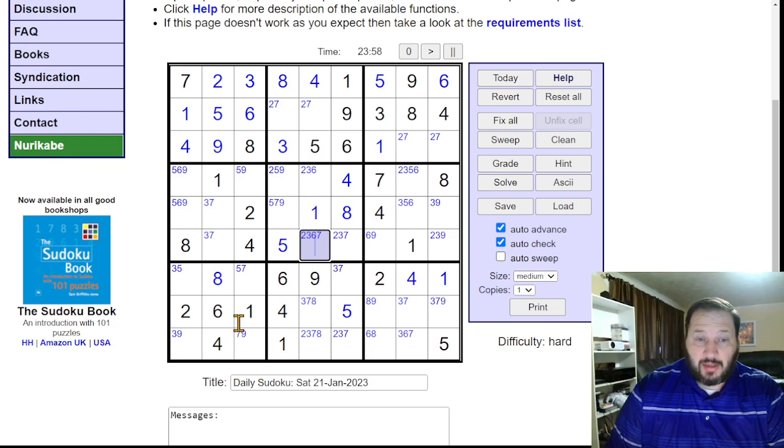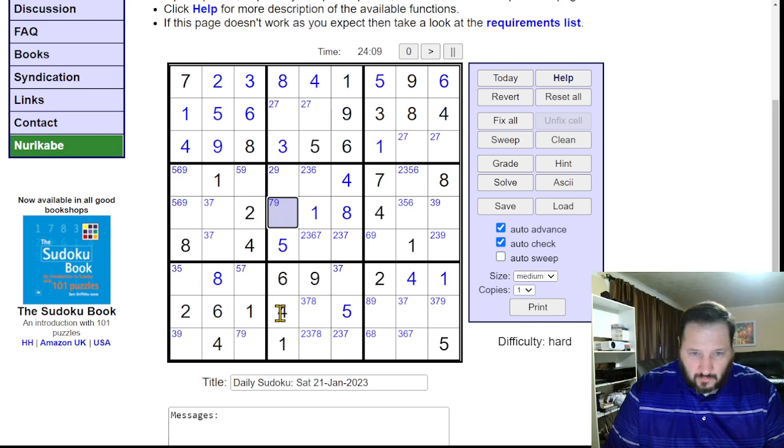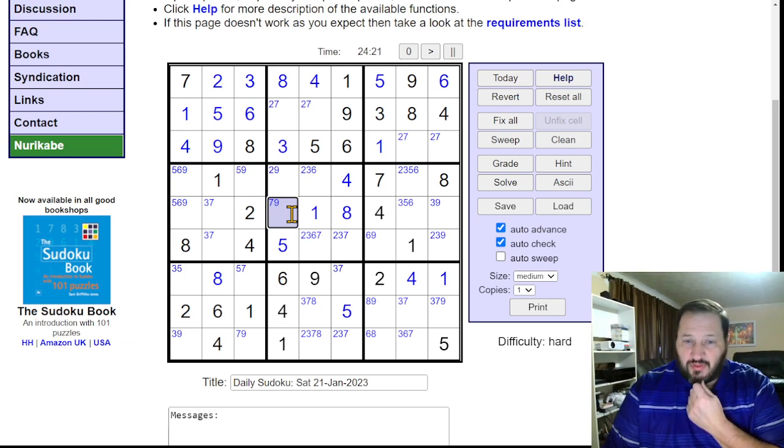So, not sure how much that's going to help me, but I'm going to clean up some pencil marks and find out. We're going to get rid of that 5. We're going to get rid of that 5. Okay. 2, 7, and a 9. Very good. So our 9 is here. Okay, we now have a crisscross elimination for the 9s.